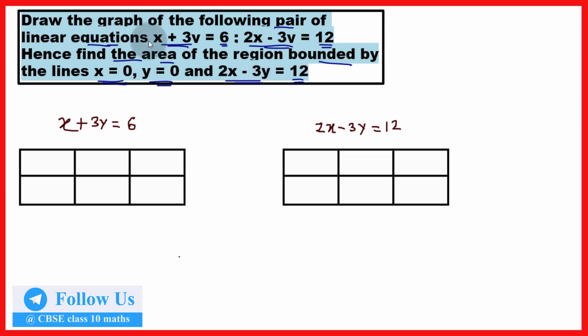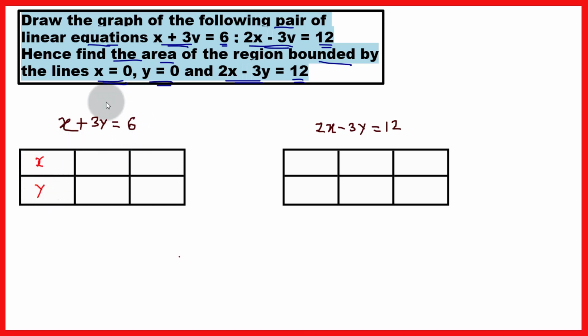Friends, first you have to draw the graph of the given equations, and then you have to find the area of the region bounded by x is equal to 0, y is equal to 0 and 2x minus 3y is equal to 12. It means the area of the region bounded by the x-axis, y-axis and this line 2x minus 3y is equal to 12. So first we will find the coordinates of the equation x plus 3y is equal to 6, where we will have an x coordinate and a y coordinate.